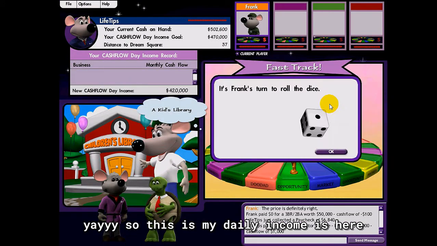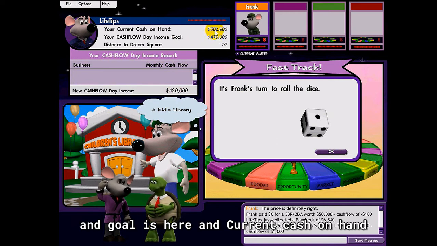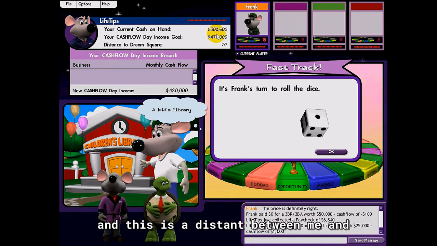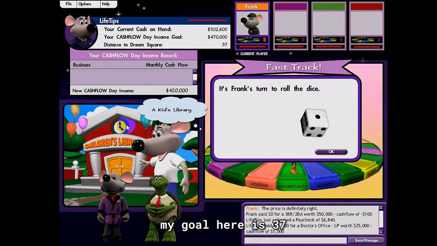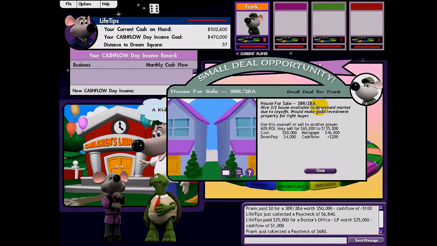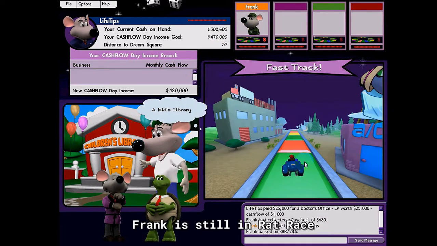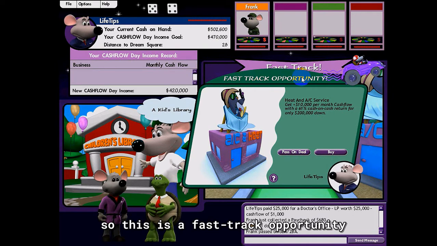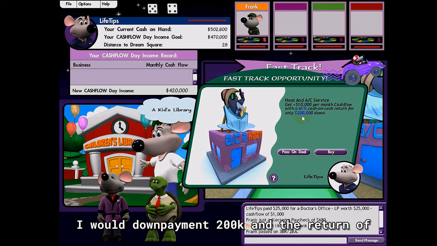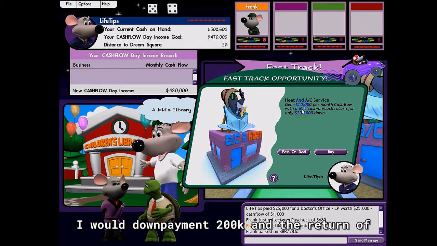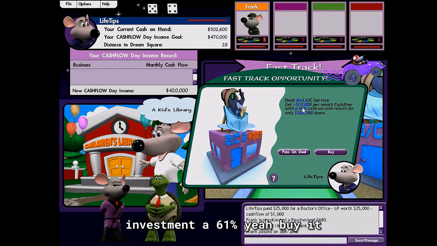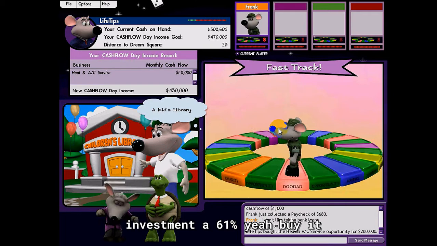Congratulations to me. Yay. So this is my daily income here, and goal is here, and current cash on hand. And this is the distance between me and my goal here, 37. Okay, Frank's still in the rat race. So this is a fast track opportunity. I put a down payment 200k and the return on investment is 61%. Yeah, buy it.